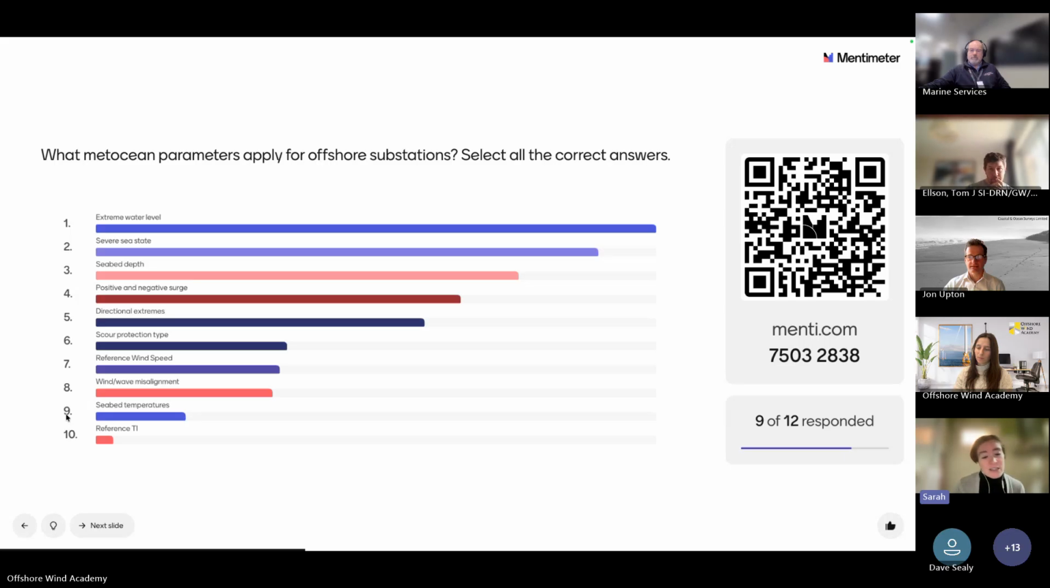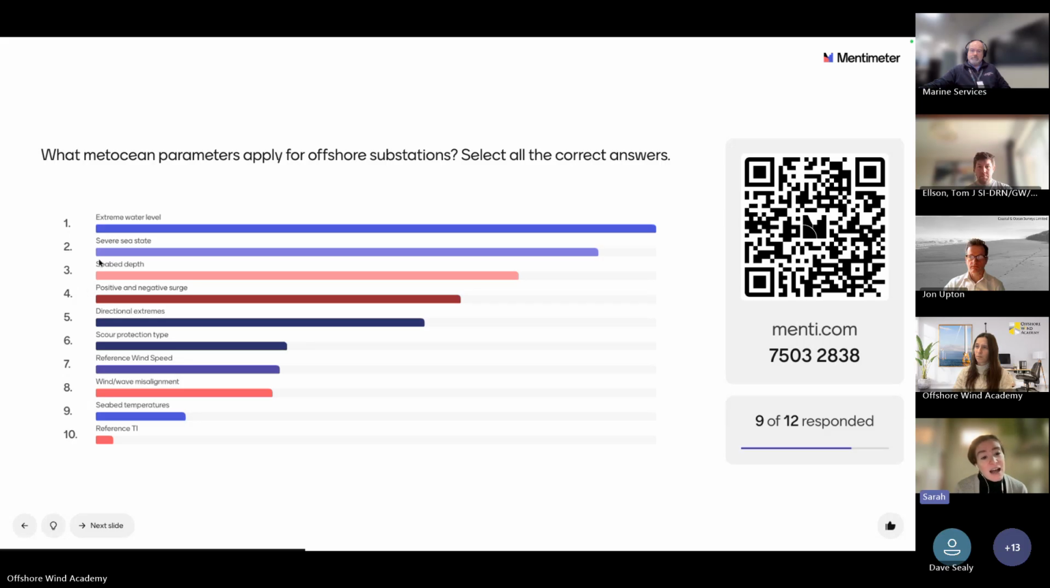Wind-wave misalignment, of course, as it goes through, we have a combined analysis between the turbine itself and the foundation. If you change your turbine, you have to change your tower. If you change your tower, you will most likely have to change your foundation design. And so your wind-wave misalignment will influence that. Reference wind speed, indeed. Scour protection type is part of it. Positive and negative surge, good. I'm glad that makes sense.